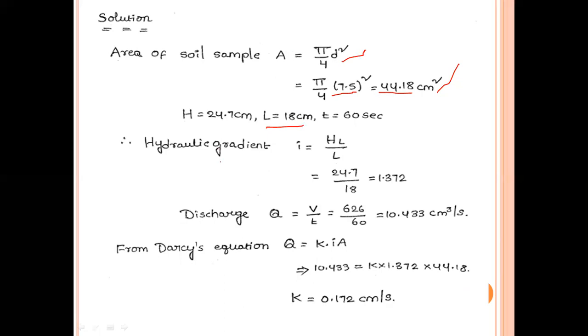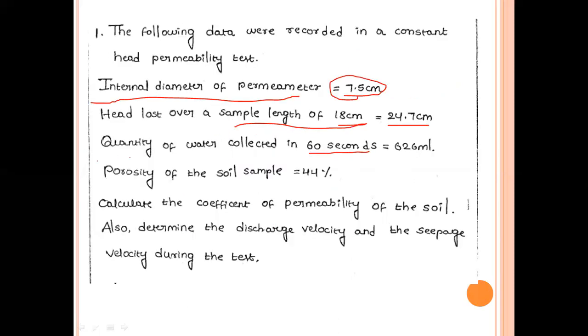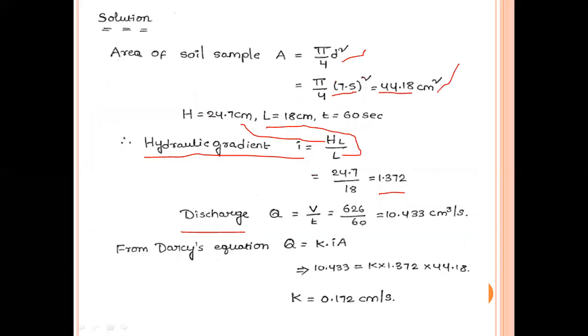Next, we will calculate the hydraulic gradient. Hydraulic gradient is indicated I equal to HL by L. HL by L means 24.7 divided by length 18, that equal to 1.372. H means 24.7 and L is 18. So 24.7 divided by 18, that equal to 1.372. Next, we find out the discharge Q. Q equal to V by T. Here, quantity of the water collected in 60 seconds is 626 ml. So 626 divided by time 60 seconds, that equal to 10.433 centimeter cube per second.